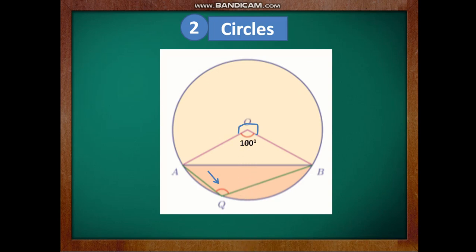Suppose the down angle is 100 degrees. How much is the above angle? That will be 360 minus 100, 260 degrees. So the angle at the opposite arc, the Q angle, is the angle at the opposite of 260 degrees. So it will be half of 260 degrees, that is 130 degrees. Okay.